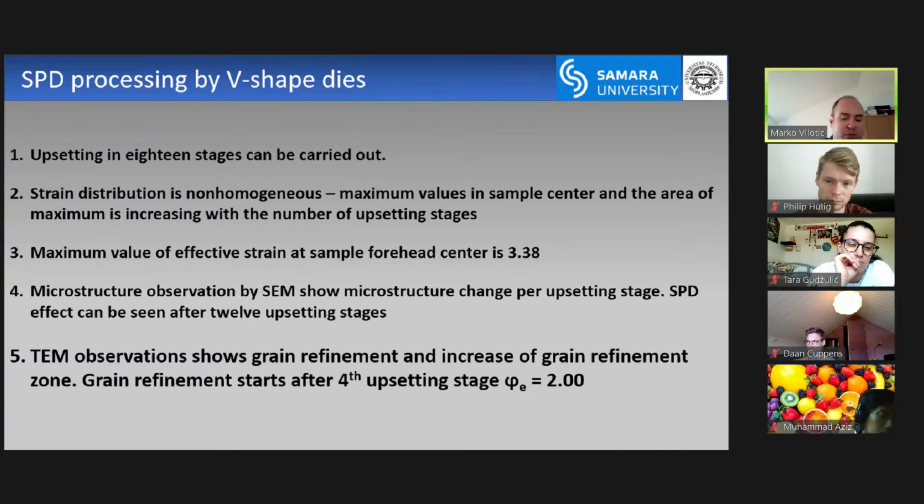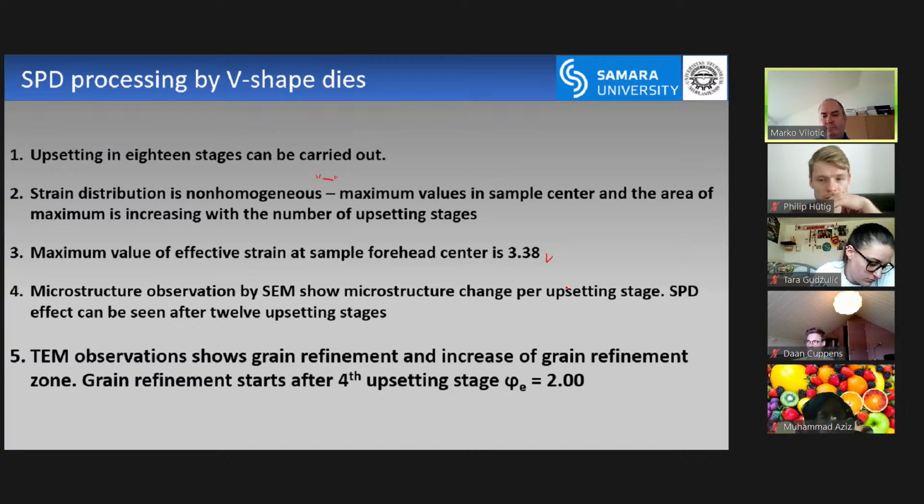I'm going to finish maybe in 5 to 10 minutes, so we can have some discussion. It is said here that upsetting in 18 stages can be carried out. Strain distribution is non-homogeneous. This is a big minus. Maximum values are in the sample center, and the area of maximum is increasing with the number of upsetting stages. The maximum effective strain value in the sample forehead is 3.38.